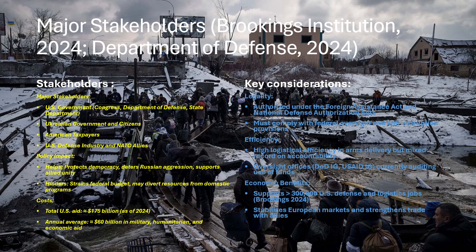The total cost has reached over 175 billion, which includes humanitarian, military, and financial support. Legally, the aid is justified under the Foreign Assistance Act and National Defense Authorization Acts. In terms of efficiency, aid deliveries have been effective but sometimes criticized for lack of transparency. Economically, the policy supports more than 300,000 U.S. jobs and helps stabilize European markets, creating a complex mix of benefits and trade-offs.